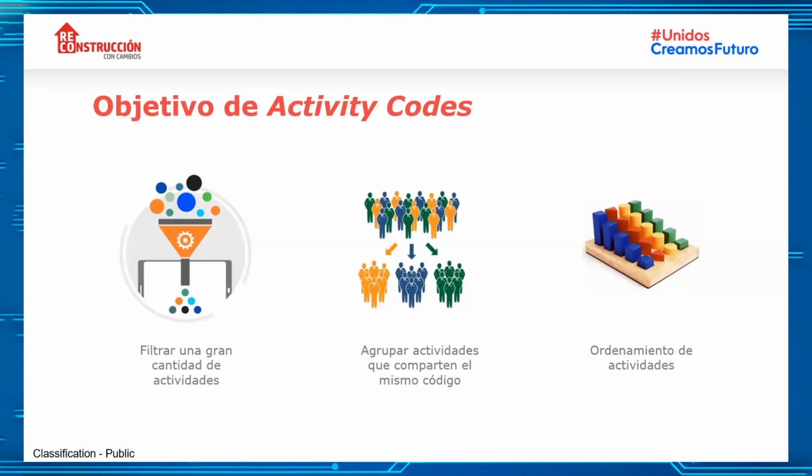So this whole series of requirements and needs that each actor in the project is going to have, a very efficient way to satisfy these information needs is through activity codes that enable us to filter a huge amount of activities in a very ordered and structured way. Therefore, through this filter, we are going to group all activities that share the same activity codes, and then finally visualize them in an ordered way. Next one, please.